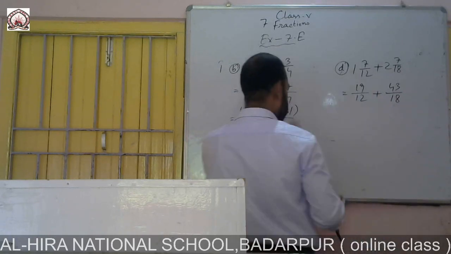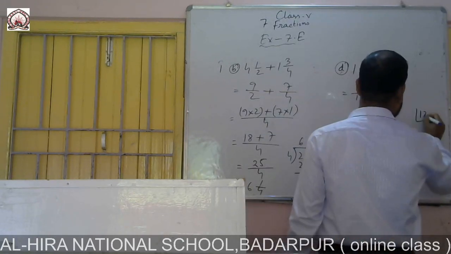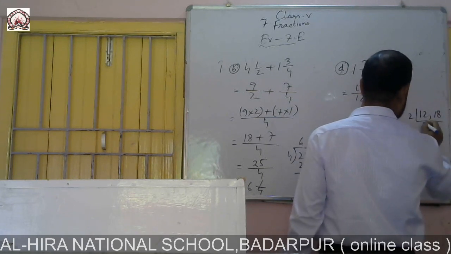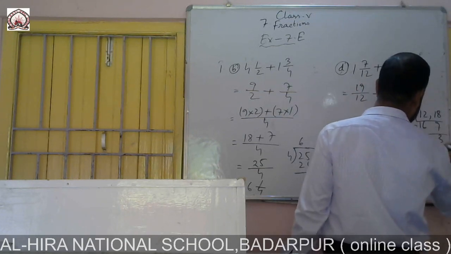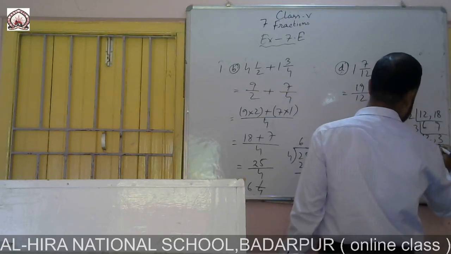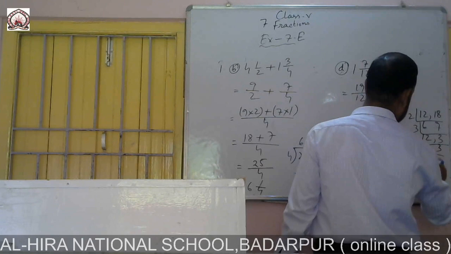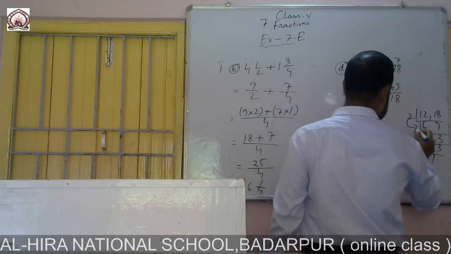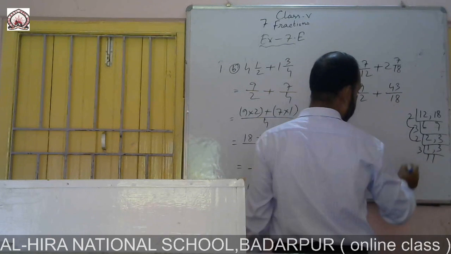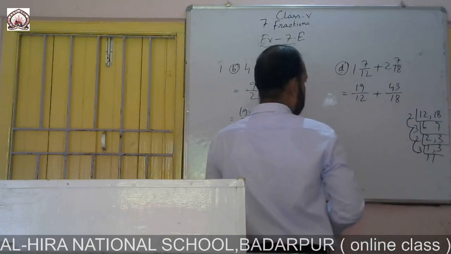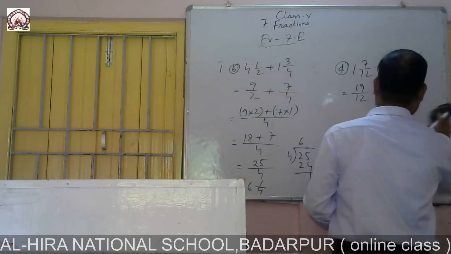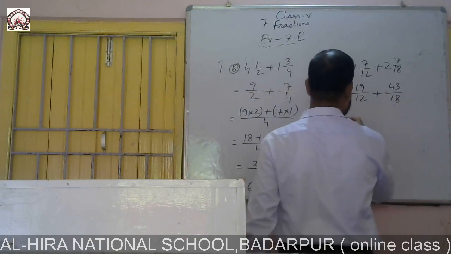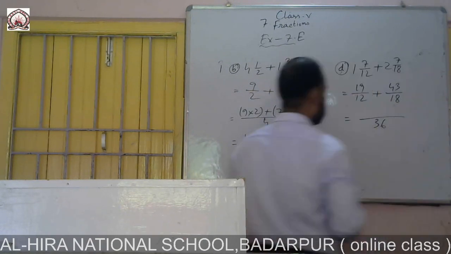Now we take out the LCM of 12 and 18. 12, 18. 2, 6, 9. 3 2s are 6, 3 3s are 9. 2 1 3, and 3 1 1. So here 2 3s are 6, 6 2s are 12, 12 3s are 36. LCM is 36.